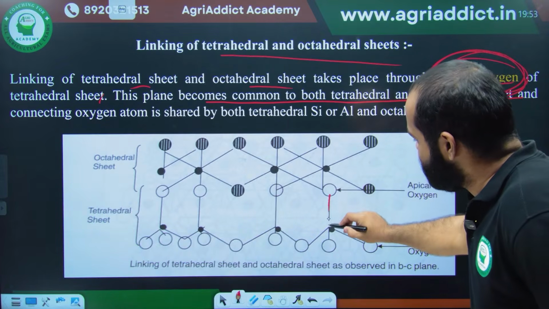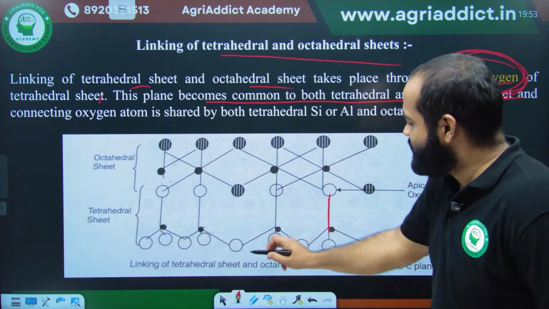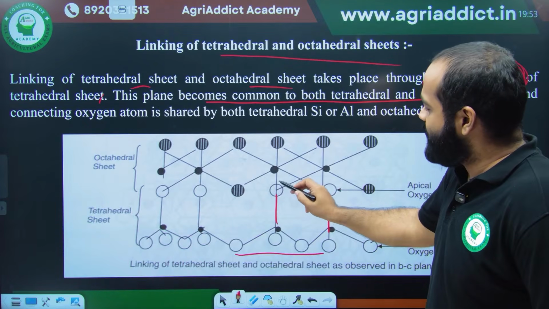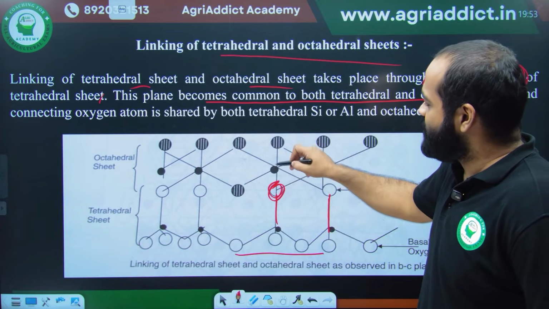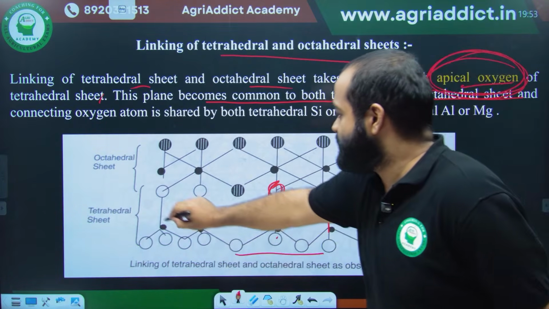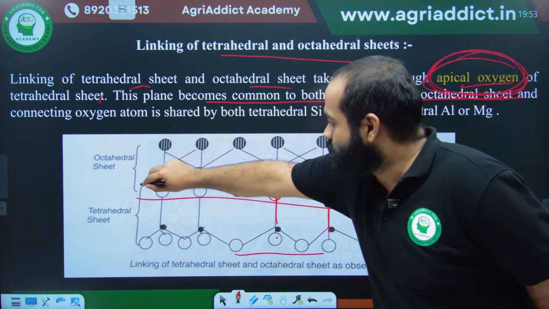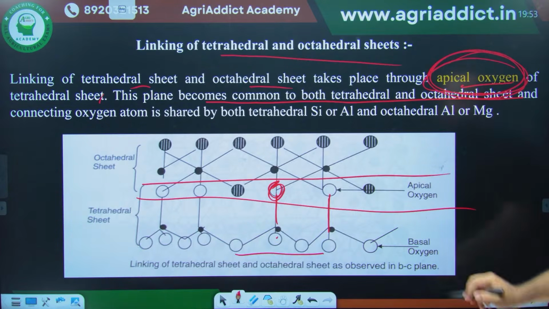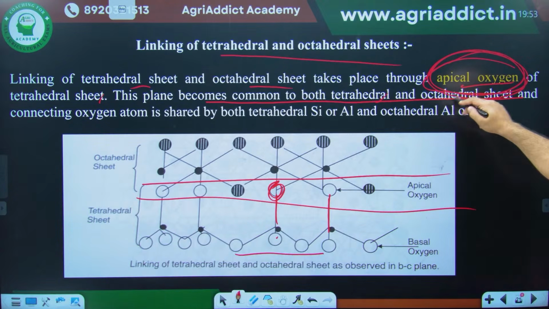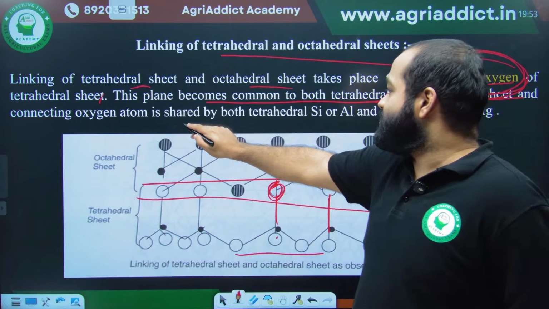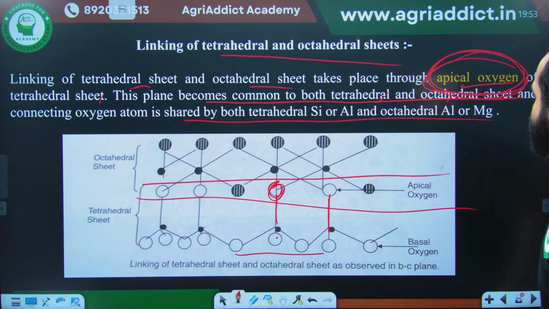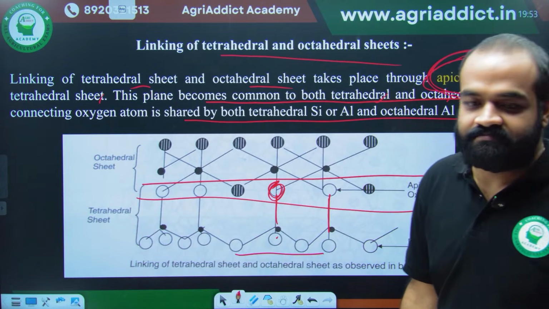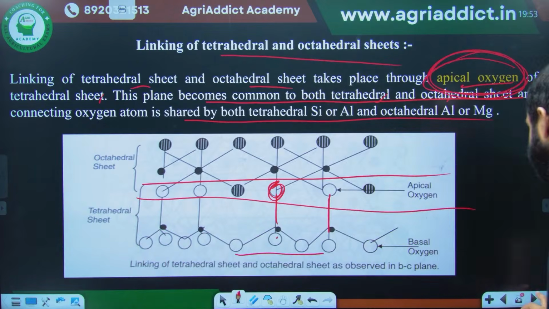Here you can clearly see, this is a very brilliant picture. This is the tetrahedra, this is the apical oxygen. This oxygen is common to both the octahedra and the tetrahedra, and this plane is common to both of them. All right, this plane becomes common to both tetrahedra and octahedra, and the connecting oxygen atom is shared by both tetrahedral and octahedral cations. All right, so we have understood the linking also.